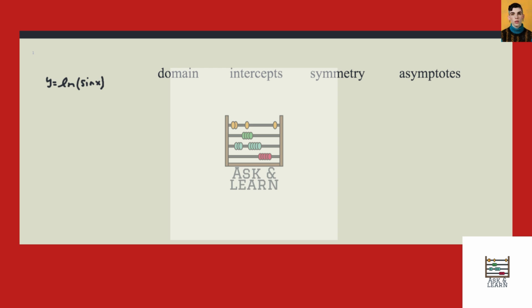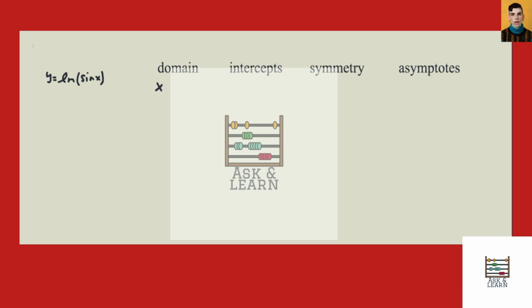The domain for this function is x cannot be pi n. All right, intercepts. Every pi over 2 that we see, there's going to be one in each 2 pi period. All right, symmetry, there's none. Asymptotes at x equals pi n.